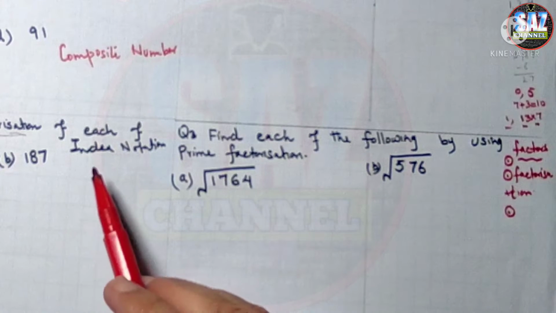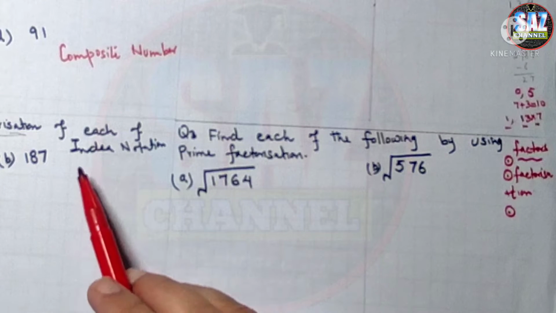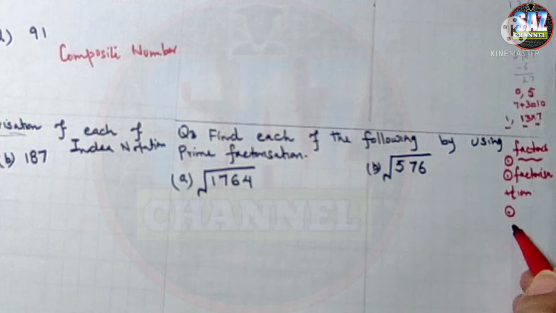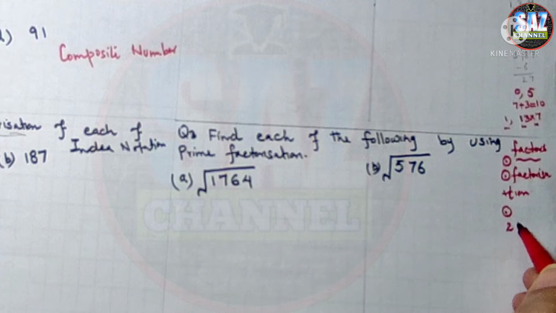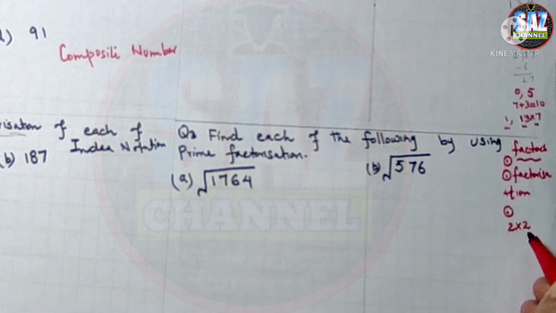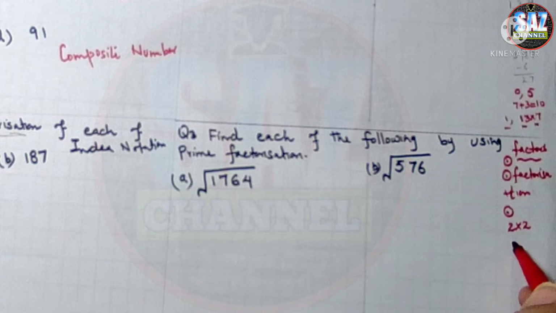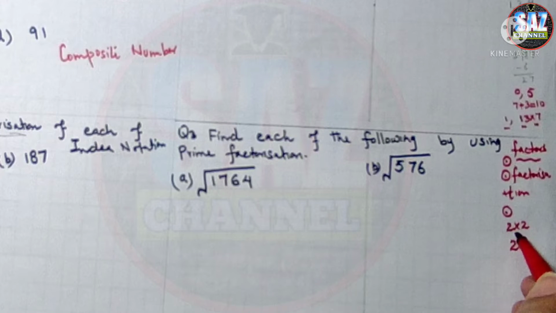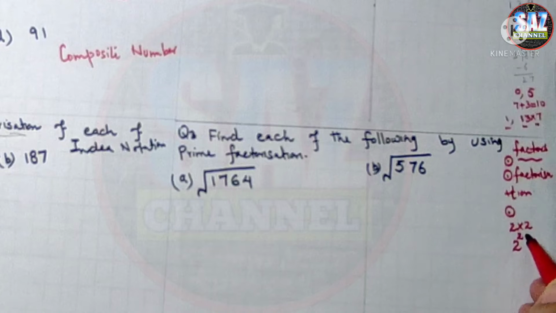And the last thing is that we have to give the answer in index notation. Okay, suppose we have the expression like 2 multiplied by 2. How can we express this in short form? 2 is multiplied by itself 2 times, so we'll be writing 2 once, and we have to mark 2 at the top. That will be telling us that 2 is multiplied by itself 2 times. This is the index notation.